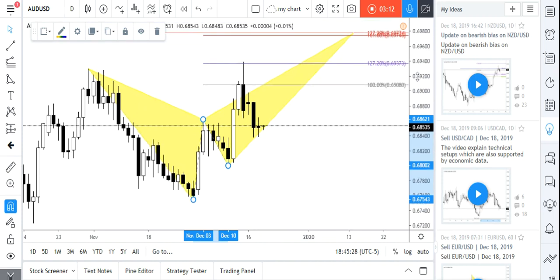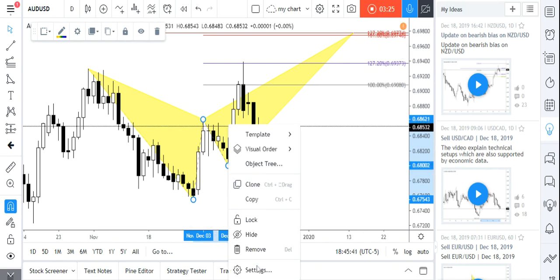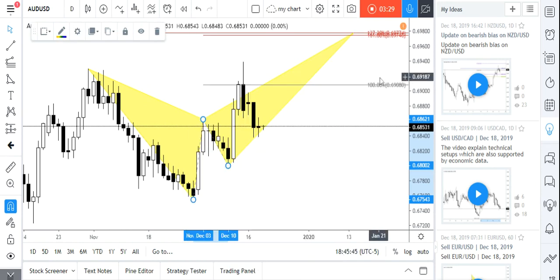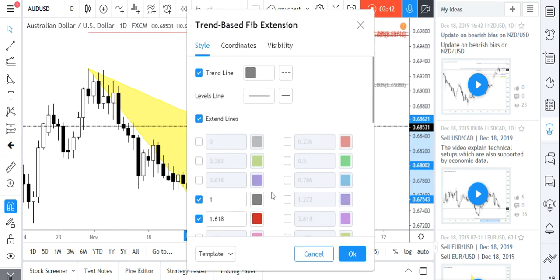What I was saying is that 127.2 is not significant in ABCD extension, because there we take 100% as the main extension target and then 161.8%. Anyway, let me remove this to make the chart clutter free. Here we are coinciding. The previous one, the butterfly, said 69.77.4, and this is saying 69.77. So I'll plot one to the left side to make it look clear.